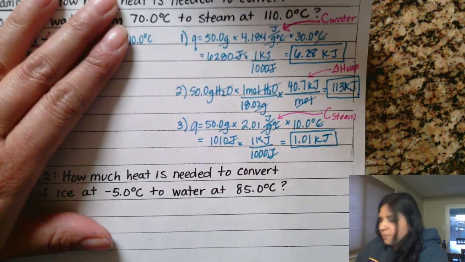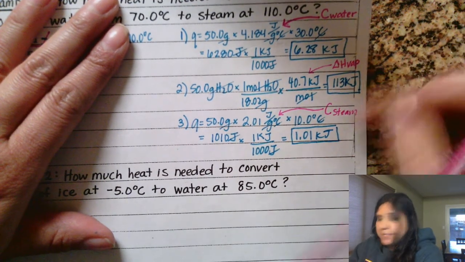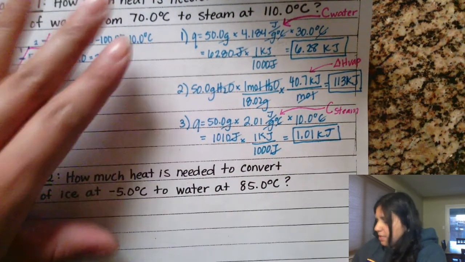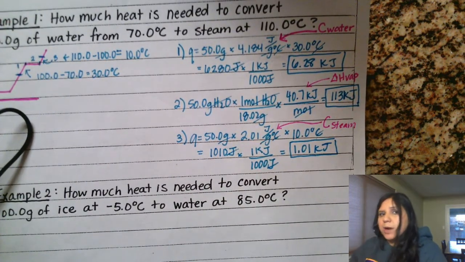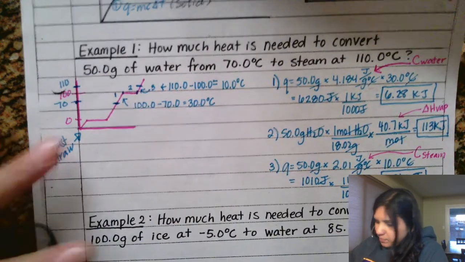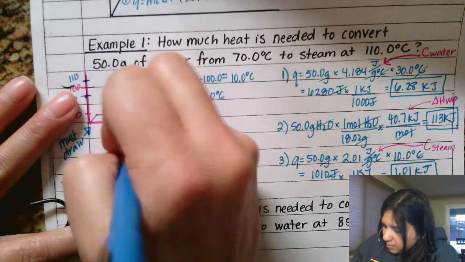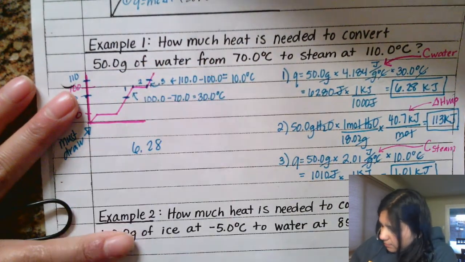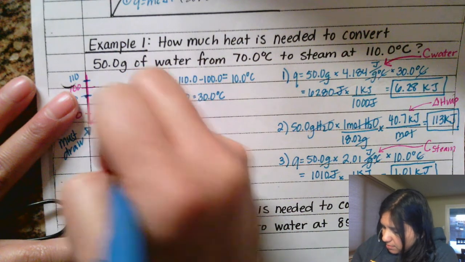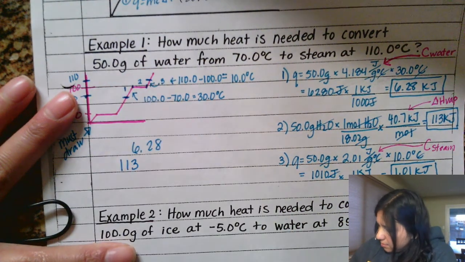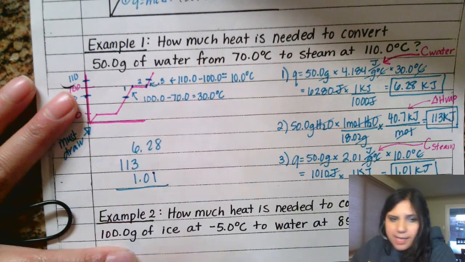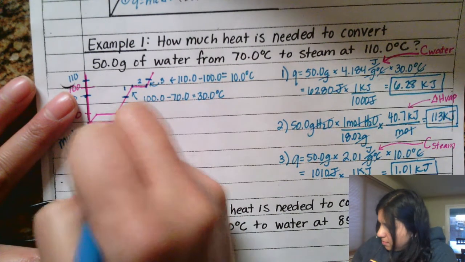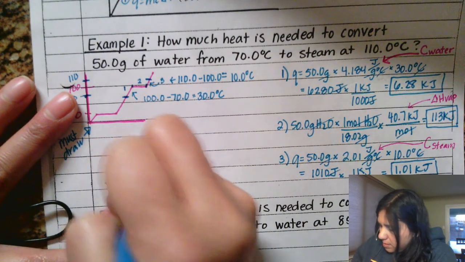Okay, so what do we do with this information now that we know each line segment? So we know the energy for each segment. We need to add them together to find the total amount of energy or heat that is required to convert this water into steam. And so total, add. So I'm just going to line them up. 6.28, 113, and 1.01. Okay, we're going to add those together, and I get 120.29.